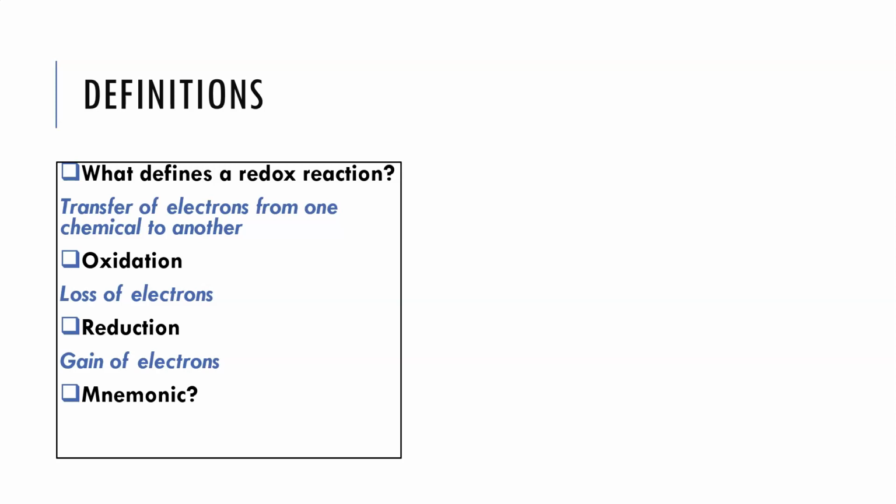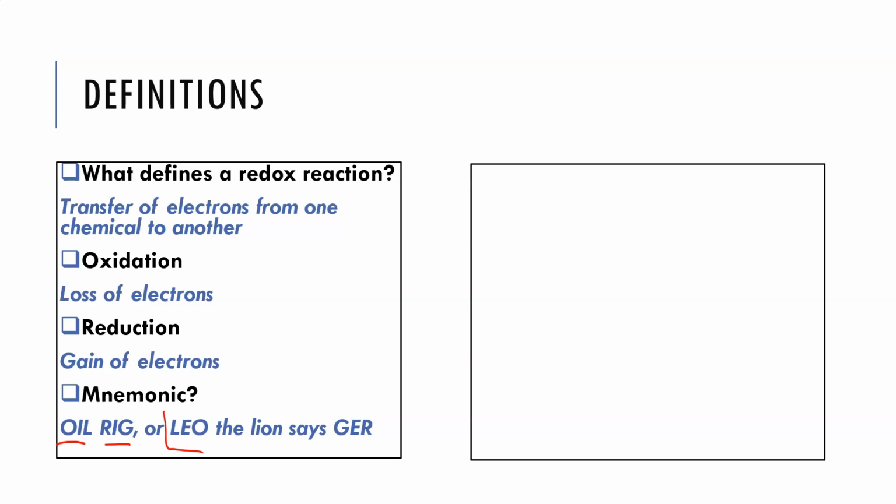So we have a mnemonic for remembering these, and that is OIL RIG, standing for oxidation is loss, reduction is gain. Some people like LEO the lion says GER, which is loss of electrons is oxidation and gain of electrons is reduction. Whichever works for you in terms of making it clear and easy to remember is the mnemonic you should use.